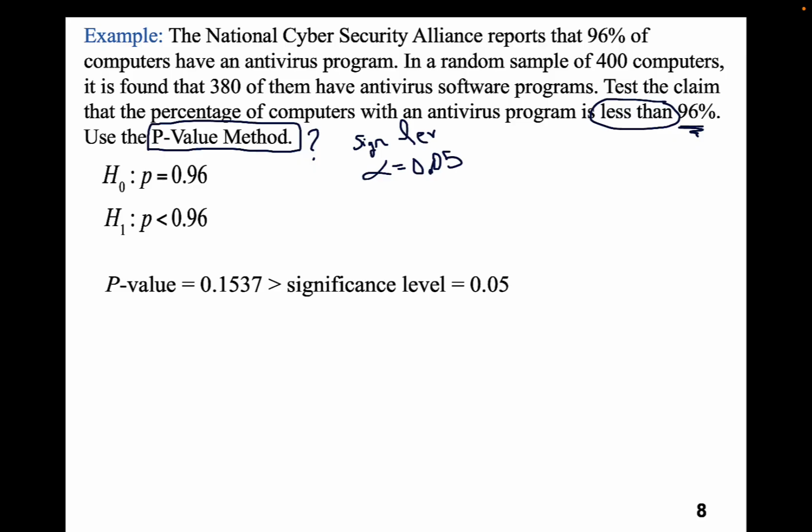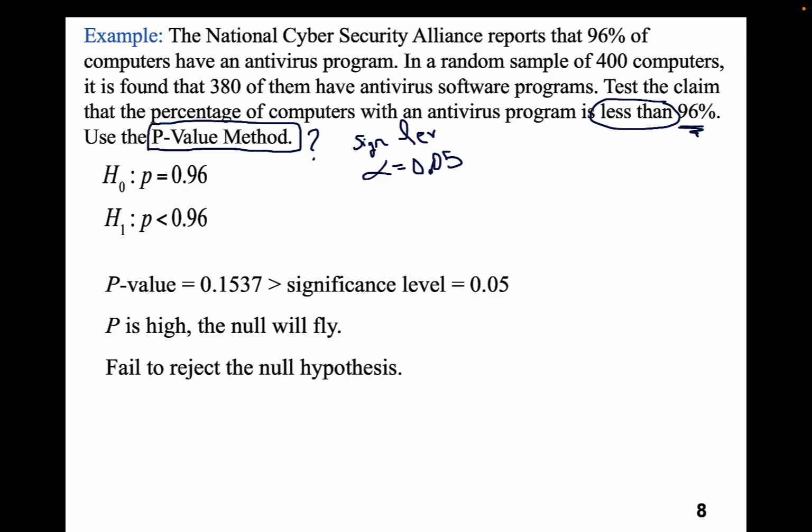Okay, that p-value was 0.1537, which is larger than our significance level of 0.05. Sometimes this rhyme is helpful. P is high, the null will fly. If something will fly, that means we don't reject it. We say that'll fly. So we say fail to reject the null hypothesis.